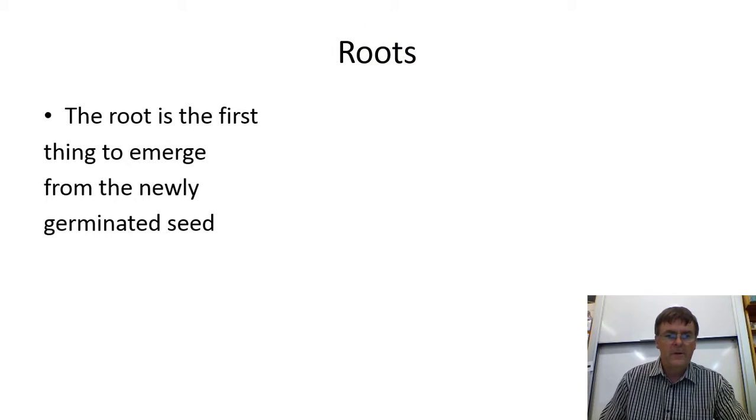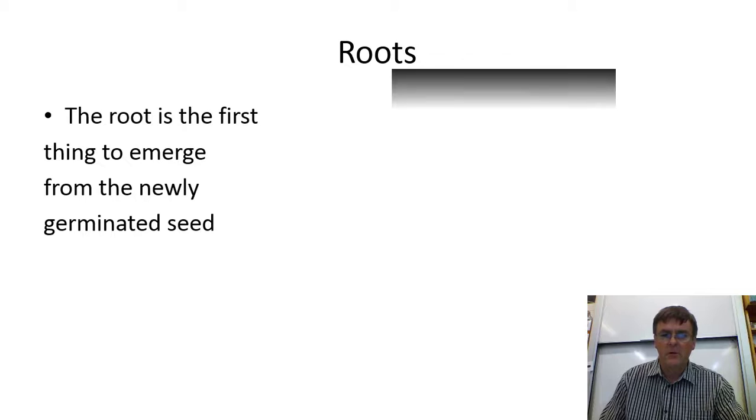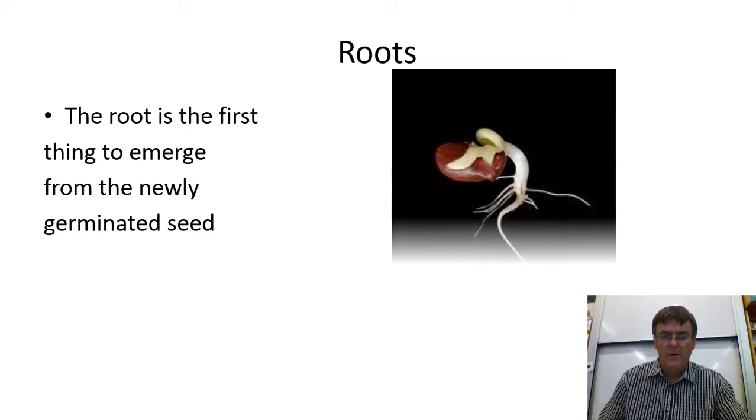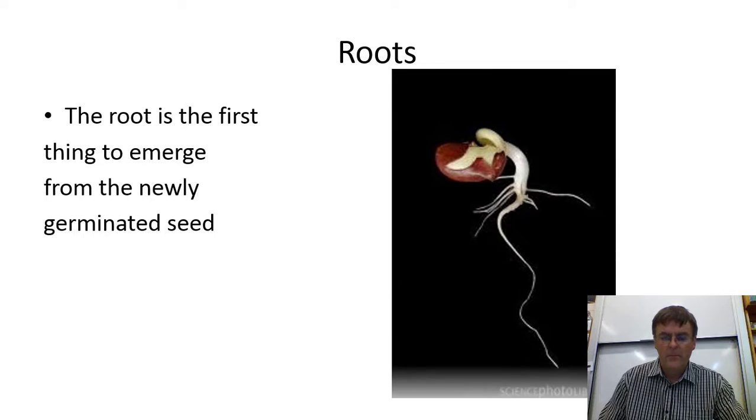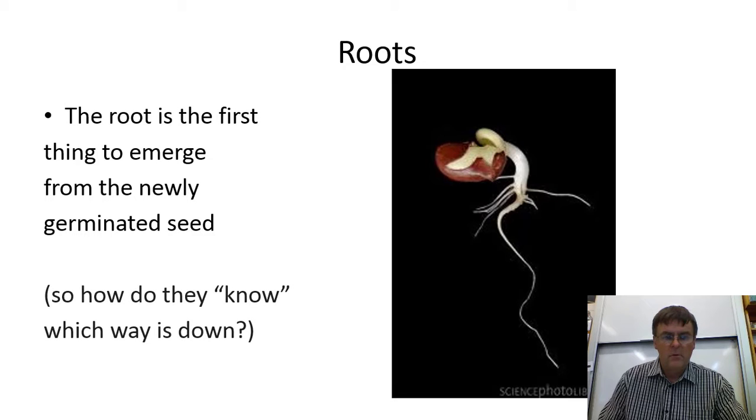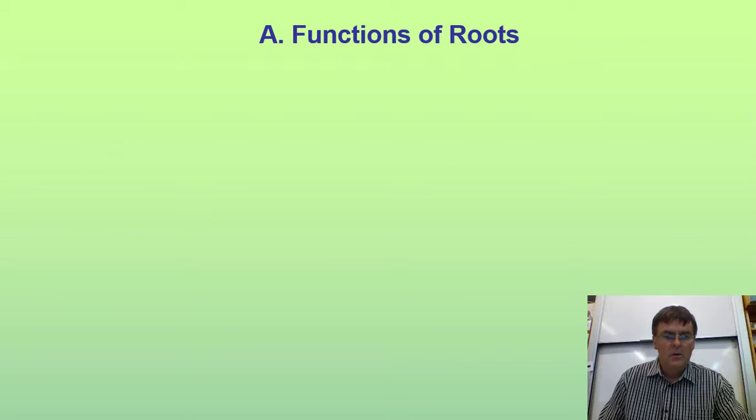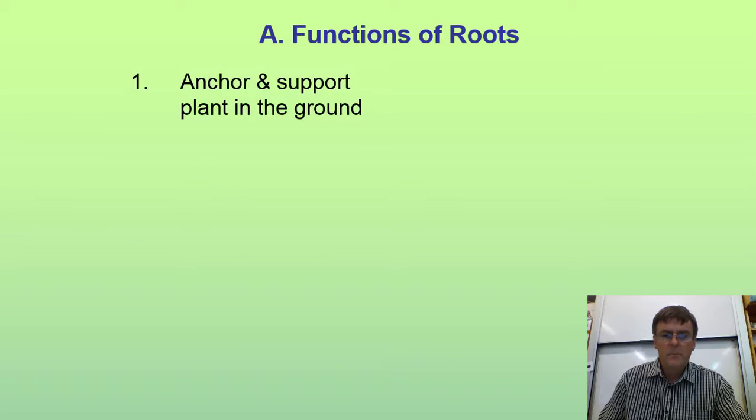Roots are the first thing that comes out of a seed when it germinates, and down it goes, down the soil. How on earth does it know to go down? If you go to senior biology at school, you'll probably learn about how roots know to go down. You can have the seed planted any which way you like, the root always goes down. What are roots for? Well, they anchor and hold the plant in the ground so it doesn't blow away.